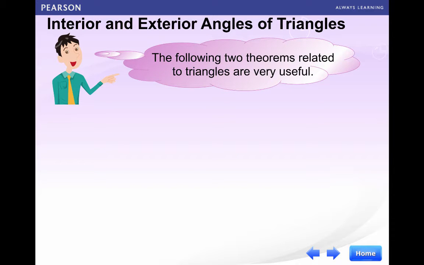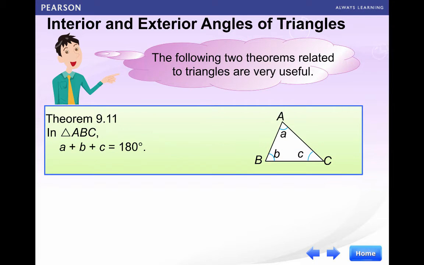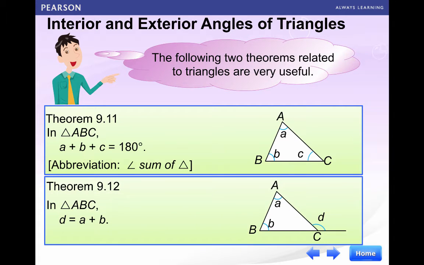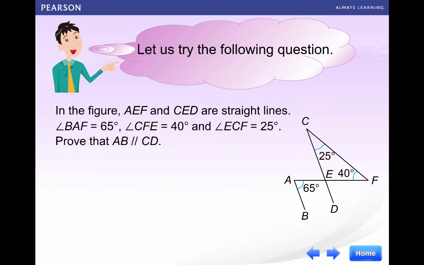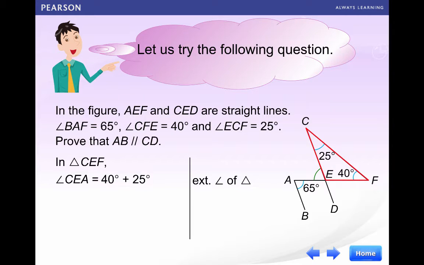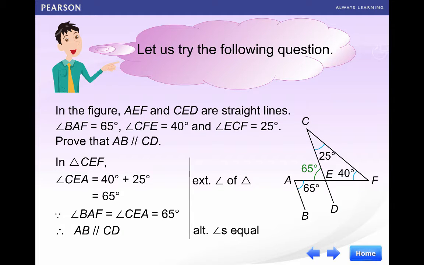Of course, we will use some theorems, and these theorems will be very useful. What are they? Angle sum of triangle, and also the exterior angle of triangle. Why? Look at this example. We want to prove AB parallel to CD. Look at triangle CEF. We will use this triangle to use the exterior angle of triangle to find angle CEA, which is 65 degrees. And once we know these two angles, angle BAF and angle CEA, are equal, we can say that these two lines are parallel. The reason is alternate angles equal.